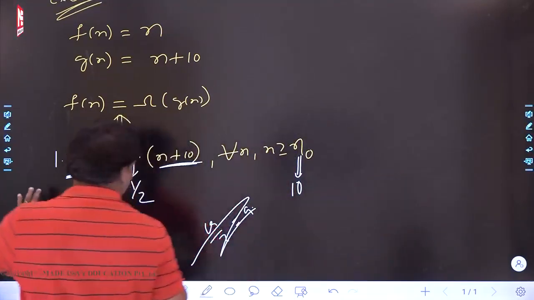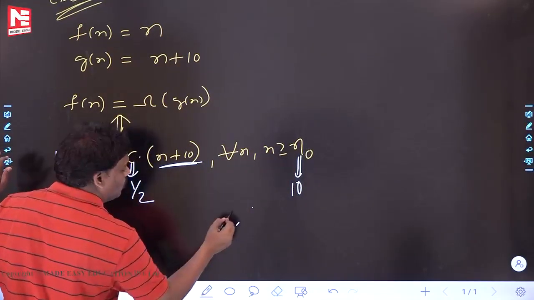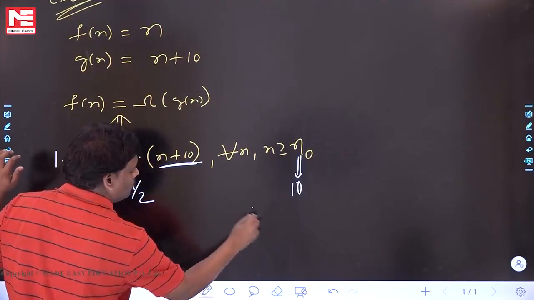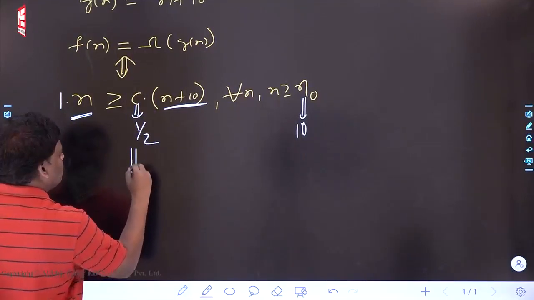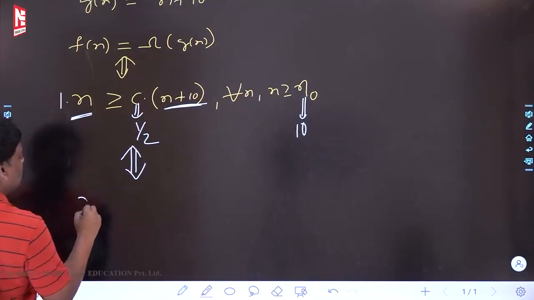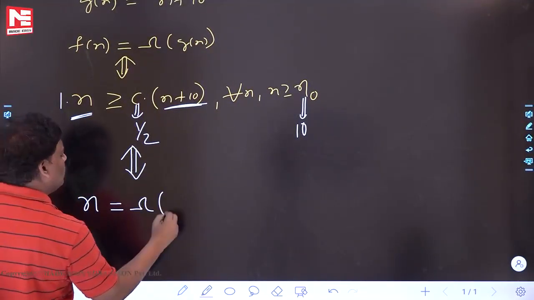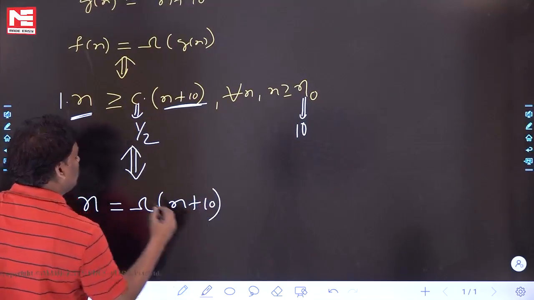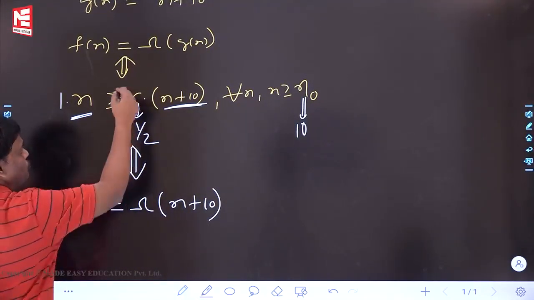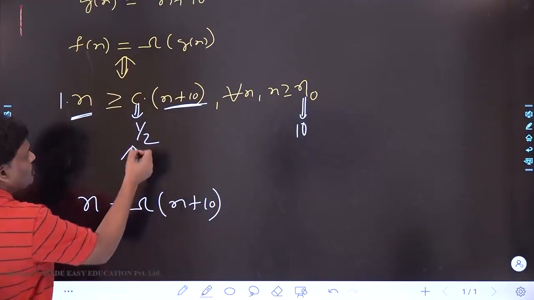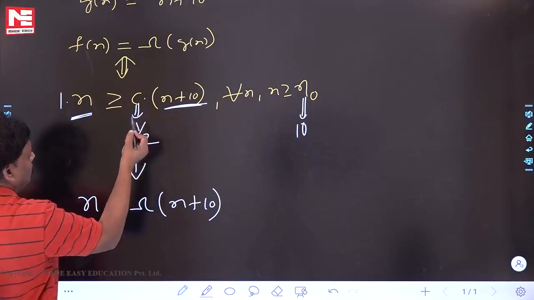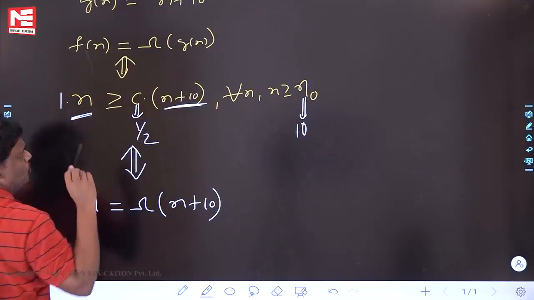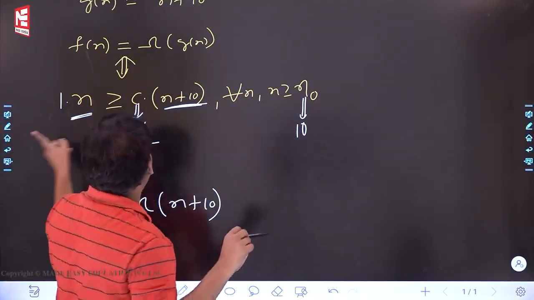Now because you are able to complete the definition successfully, what can you comment now? Let's check. Now I can say, from this I can say that this is the condition. So what is the answer? N is omega of N plus 10. I am able to say that if you want this condition to be satisfied, yes, it is satisfied. Which is the C value? 1 by 2. Is there only 1 by 2 or are there many? Many may be there, right? For some constant C, 1 by 2, and N0 is 10, this relation holds good.